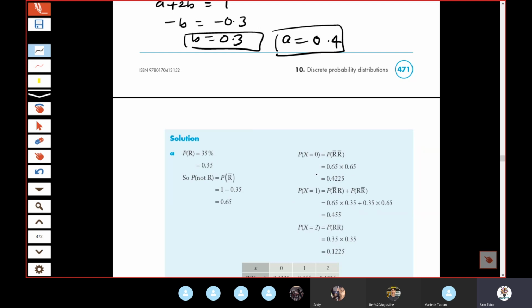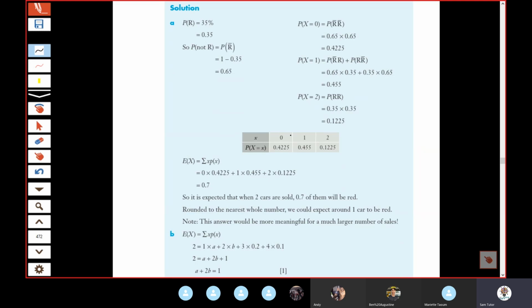Then, pretty much to do the expected value, we're going to multiply zero red cars with the probability of getting 0 red cars, 1 red car with the probability of getting 1 red car, 2 red cars with the probability of getting 2 red cars, which is 0.7. So it is expected that when 2 cars are sold, 0.7 of them will be red. How cool is that? That's what you're doing.